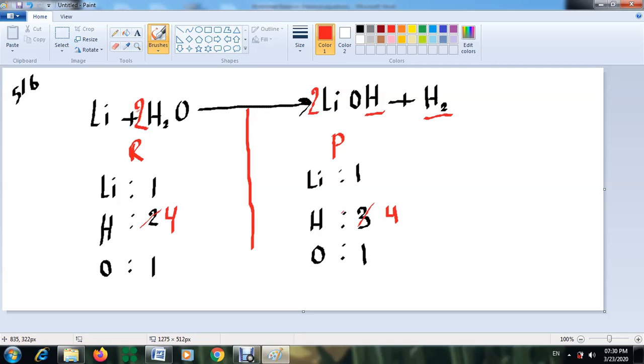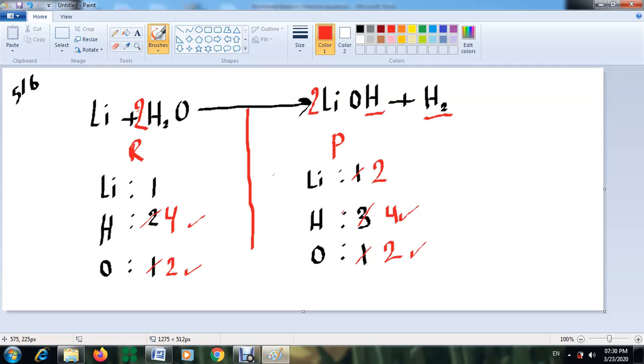But when I added 2, let's go back to lithium. Lithium in the product has been changed into 2, and in the reactant, only 1. I have changed also the number of oxygen. Instead of 1 I have 2, and when I put coefficient 2 in front of H2O I have changed it into 2. So oxygen has been balanced. For hydrogen, it has been balanced. But I have a problem with lithium. I have 2 lithium atoms in the product.